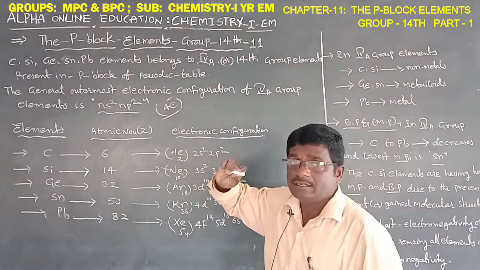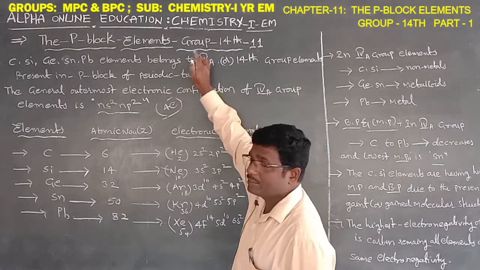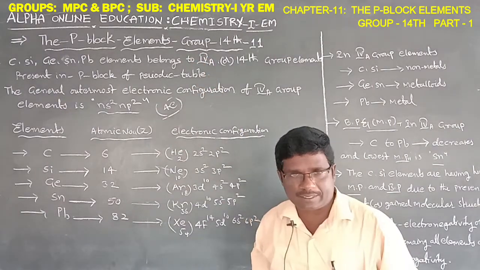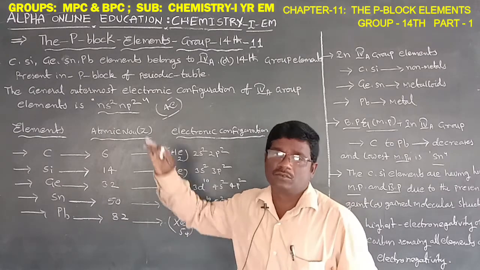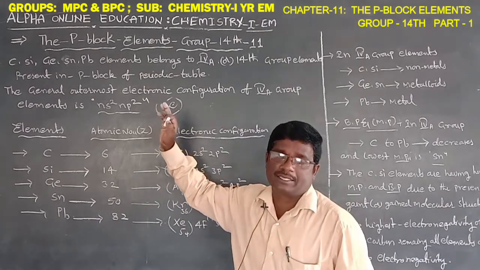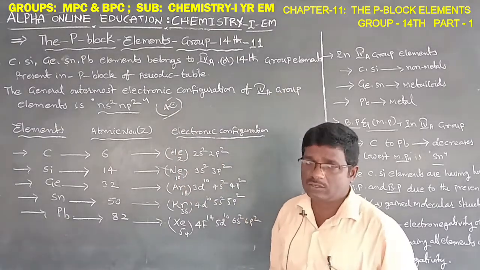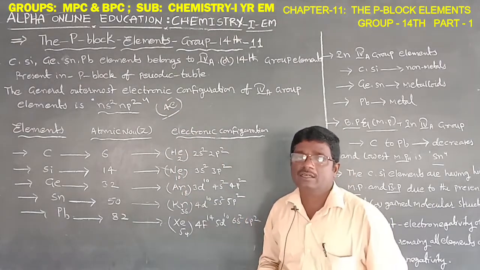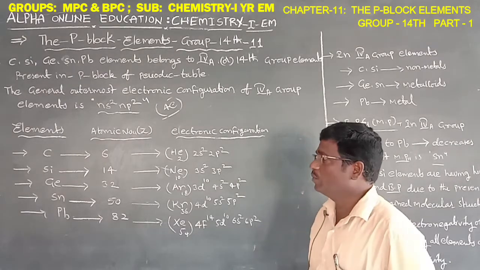The total outermost valency electrons equal the group number. Which group? Here it is the 4A group elements. How many electrons are present in the outermost shell? 4 electrons are present in the outermost shell of the 4A group elements, which equals the group number. Which group? 4A or 14th group elements.